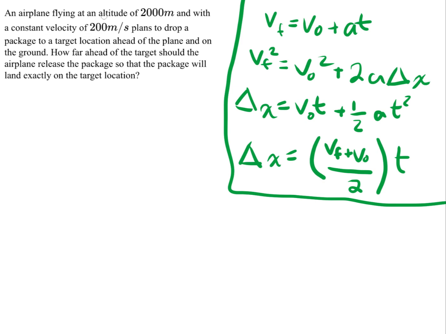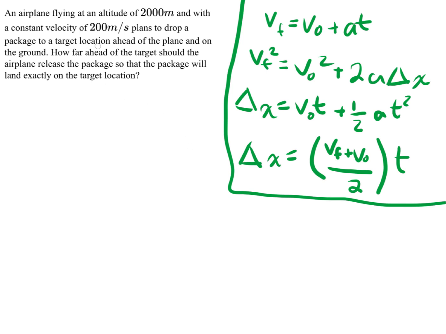An airplane flying at an altitude of 2,000 meters and with a constant velocity of 200 meters per second plans to drop a package to a target location ahead of the plane and on the ground. How far ahead of the target should the airplane release the package so that the package will land exactly on the target location? So, this is basically just the package doing projectile motion.